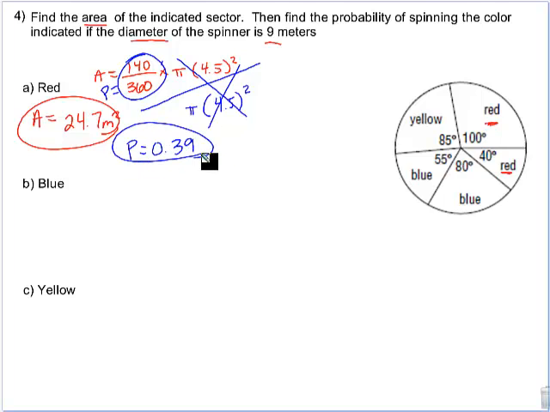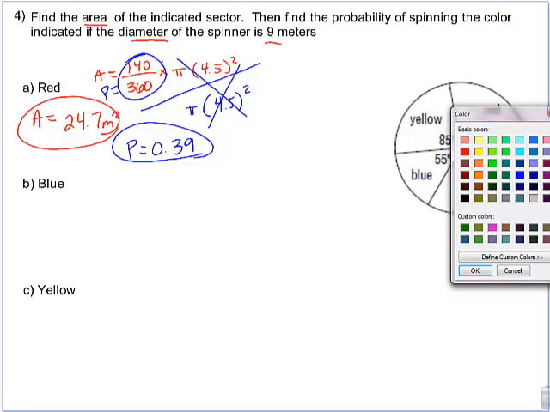Is that okay? Wait, there's no unit or anything? No, probability, there's no unit. The probability of us getting red is 39%. Correct.